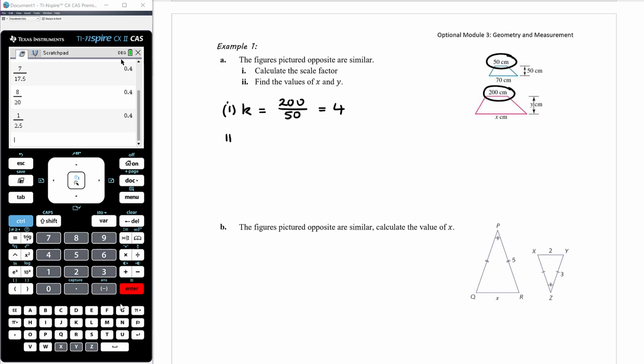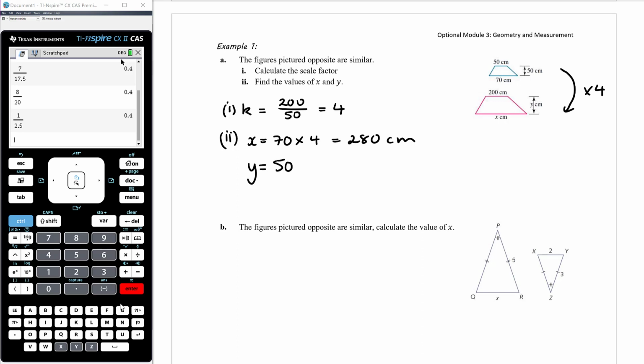Okay, part 2. Find the values of x and y. So we know that to get from this shape to this shape, we multiply by 4, and so therefore we can see that x is going to be 70 multiplied by 4, which is 280, and there's units, isn't there? Centimetres, yep. And we can also see that y, we're also going in the same direction, is going to be that 50 centimetres from the original shape multiplied by 4, so that is going to be 200 centimetres. You could also see that these are the same length here, so these are going to be the same length here.